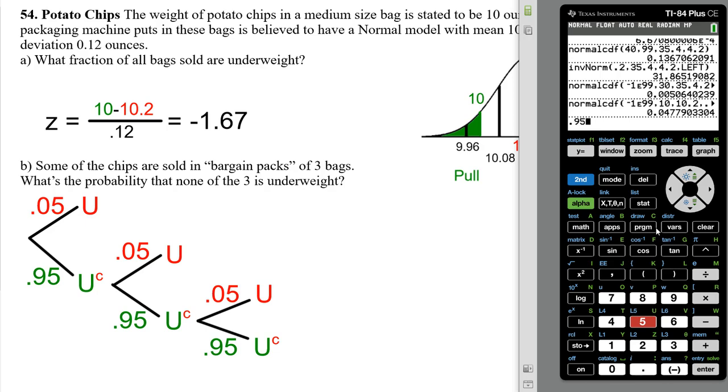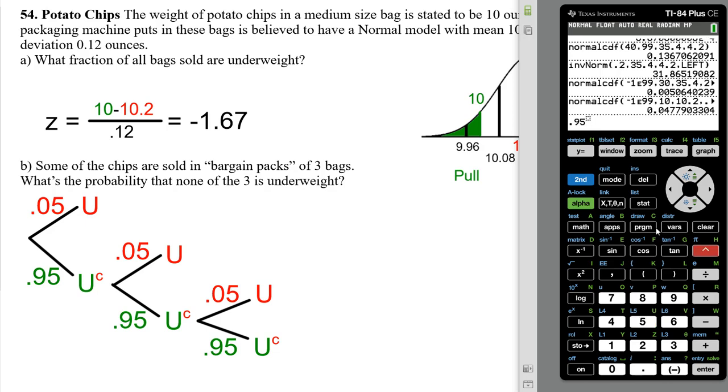caret, if I can get to the caret button. I wonder if it'll work on my keyboard. Oh, nice. That's awesome. Caret 3, which will give us an 85.7%. So the probability that we don't have any of those 3 from our bargain pack being underweight is 85.7%, which is going to be most people, right?